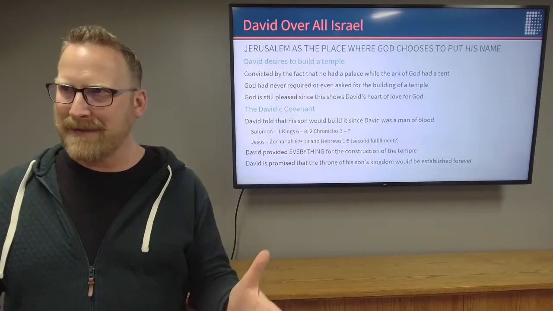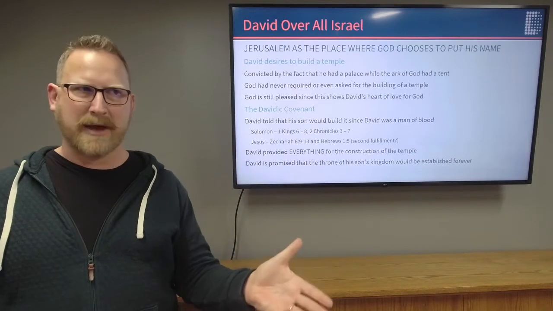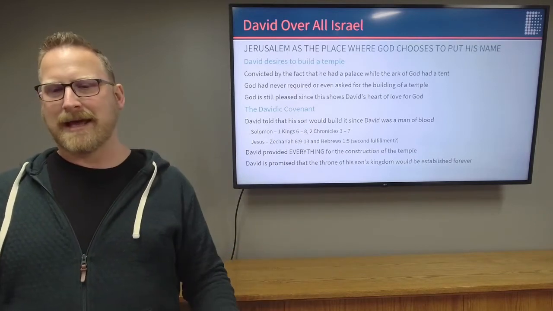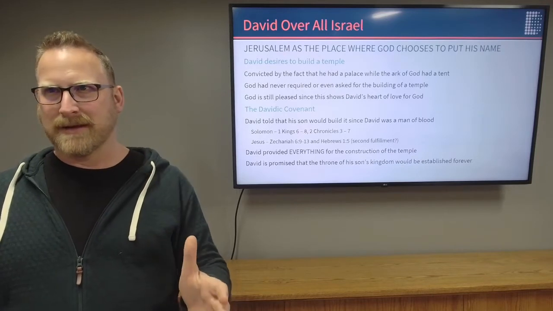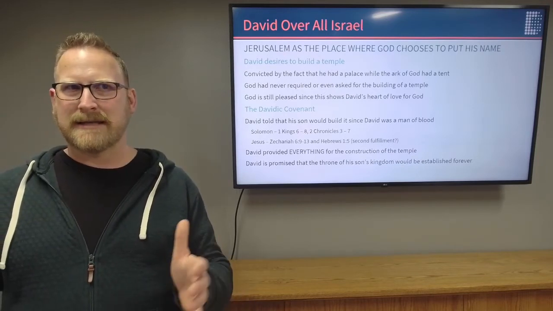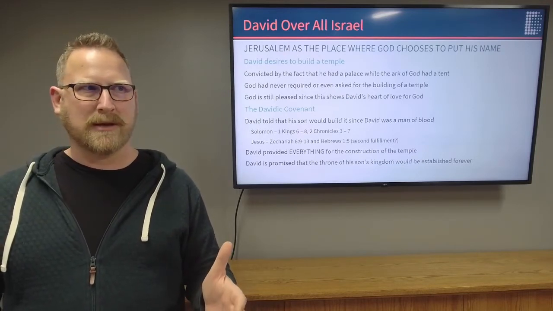And he eventually says, not you because you're a man of blood, but Solomon instead. But why would God be sure to tell him this? And he says something very similar to Solomon, too, when he goes to build the temple.